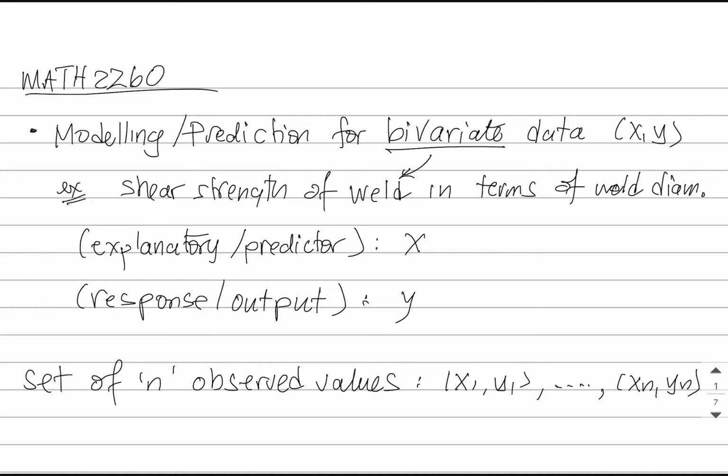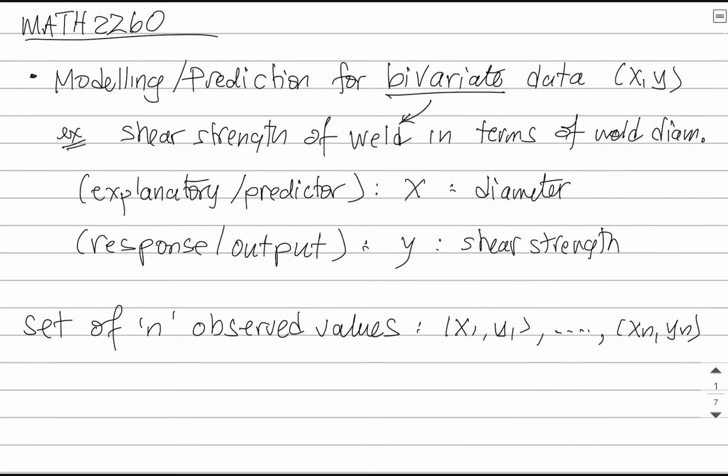So in this case, what you would want to say is that one of the variables, the diameter of the weld, would be the thing that predicts or creates a response in that output variable. And the output variable here would be the shear strength of that weld. And so this is the type of scenario we're going to be in. We're going to have one variable hopefully causing a response in the other one.